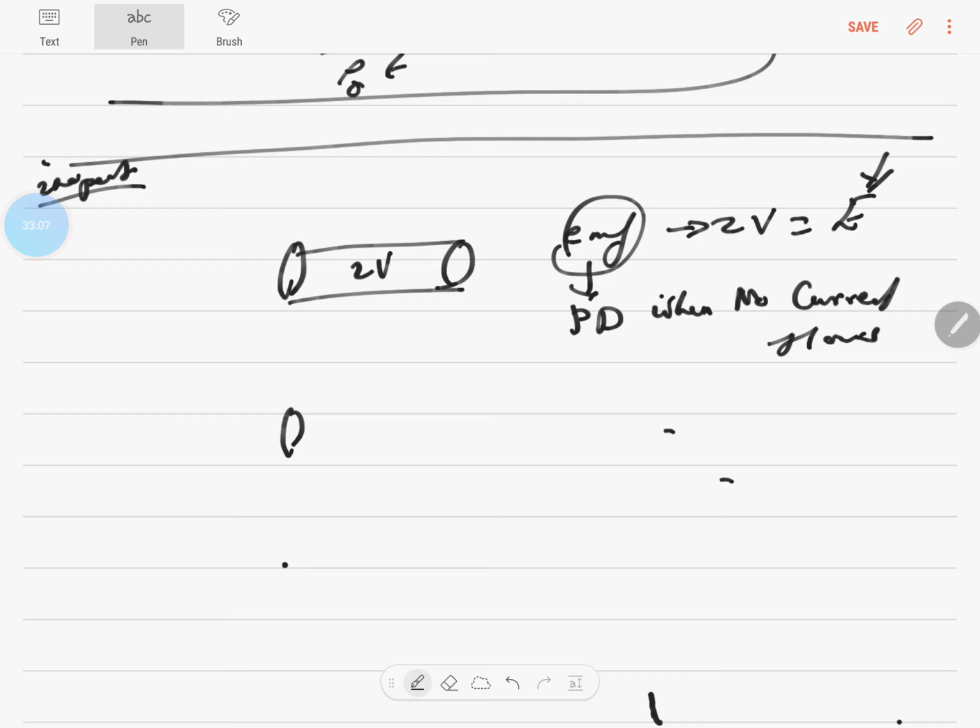We'll call it EMF. That's called an EMF, which is the potential difference between the two ends of the electrodes of the battery when no current is flowing through. The moment you connect this battery to a circuit and allow a bulb to glow, which is a resistance, which has got high resistance, right?